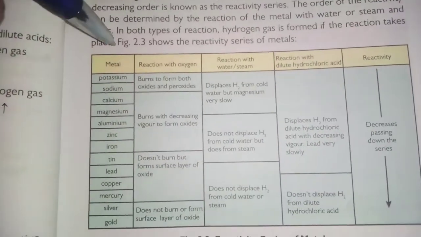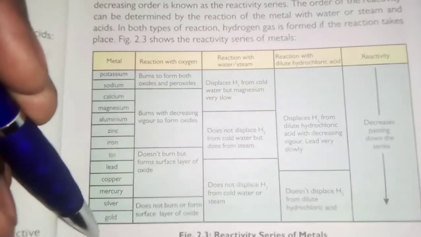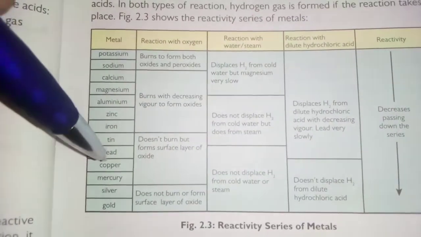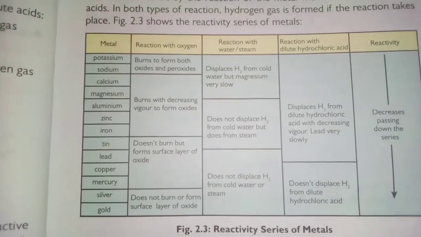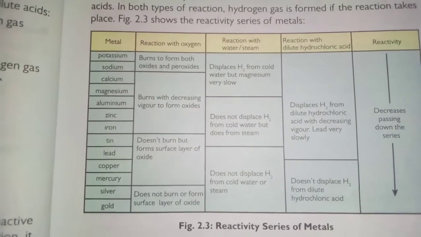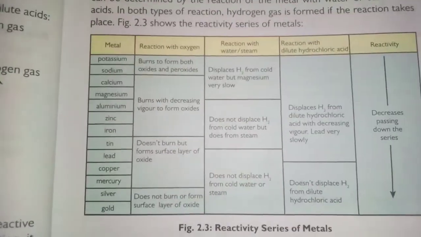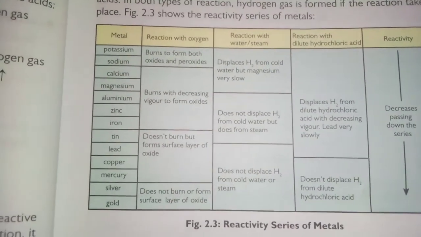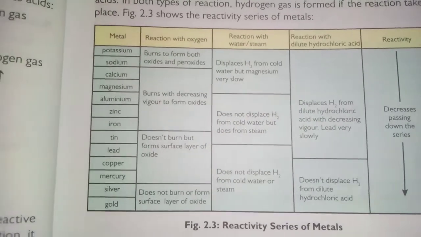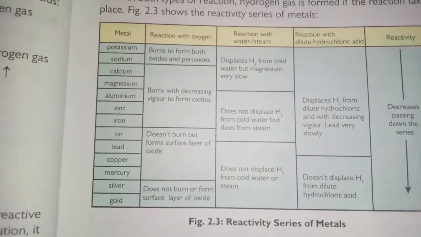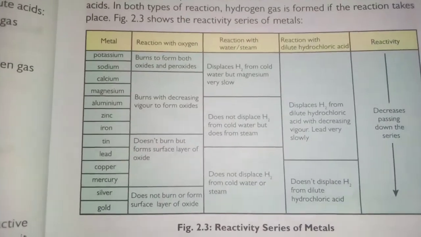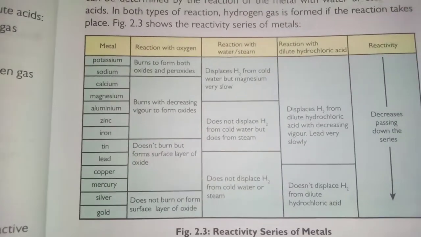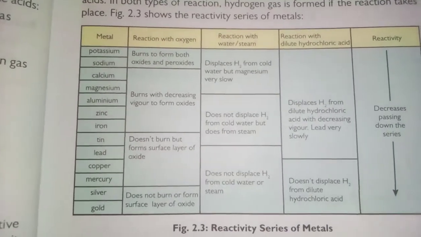Meaning that when you are going down, the reactivity decreases. But when you are going up, the reactivity increases. In some exam questions, what they would ask you is to arrange the metals based on their reactivity. So you should know that the most reactive metals are especially those in group 1, followed by group 2, it goes like that. Those in group 1 are the most reactive metals.